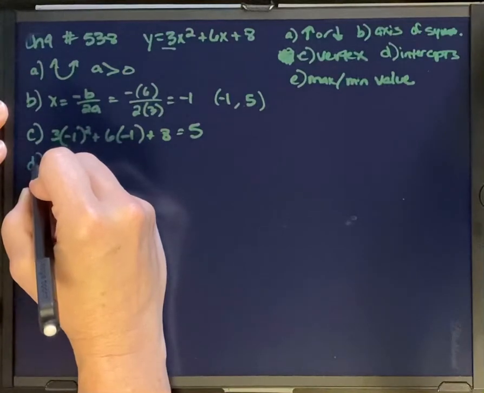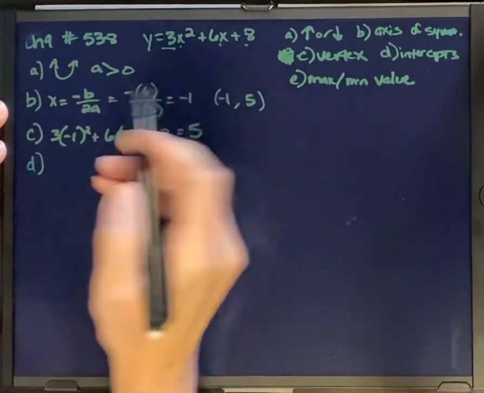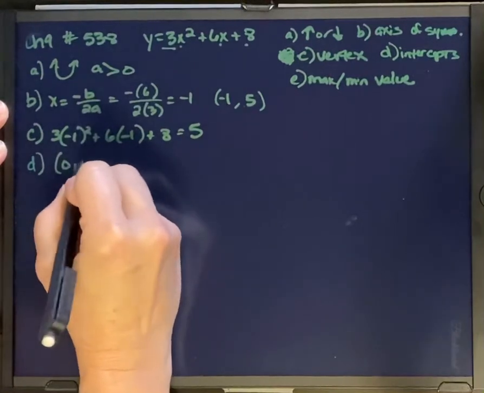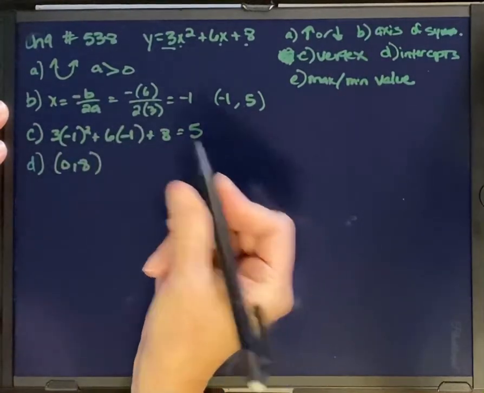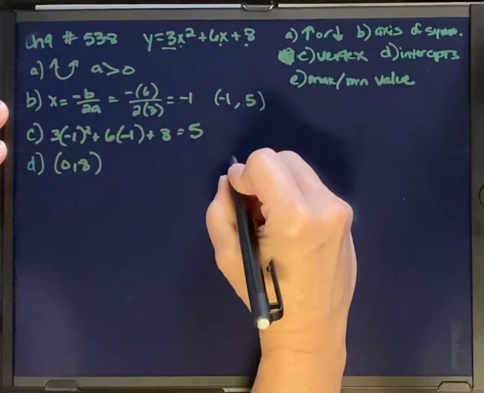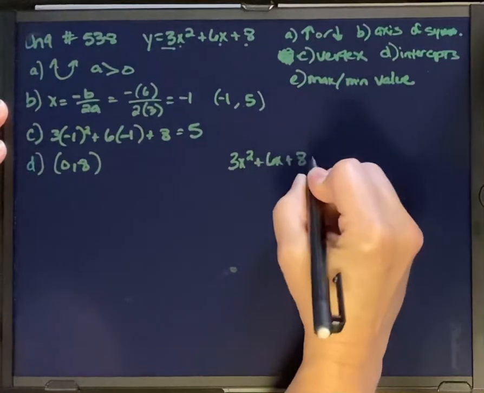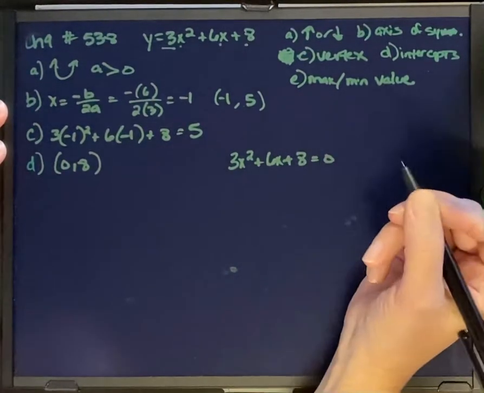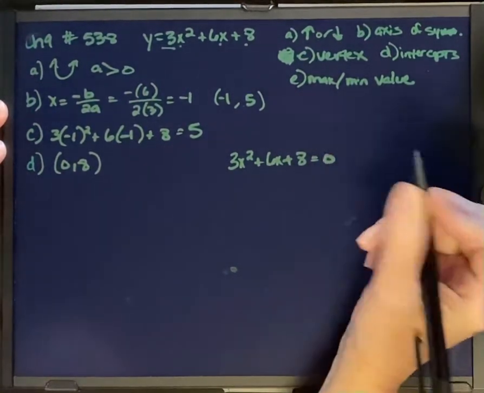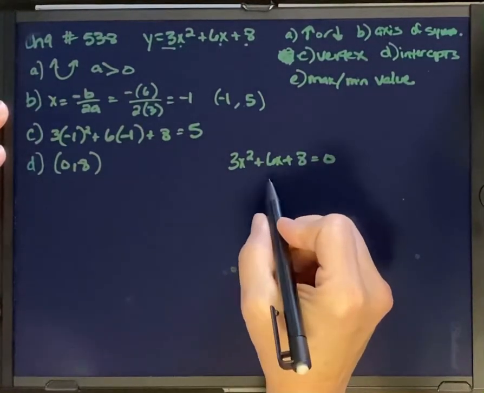And then part d is asking us for the intercepts. So when we plug in x equals 0, we're going to get 8. So we've got an intercept at 8. And then to find our x-intercepts, we'll set the equation equal to 0 and solve for x. And then I wanted to point out from here that sometimes we're not going to have something nice and neat to factor.